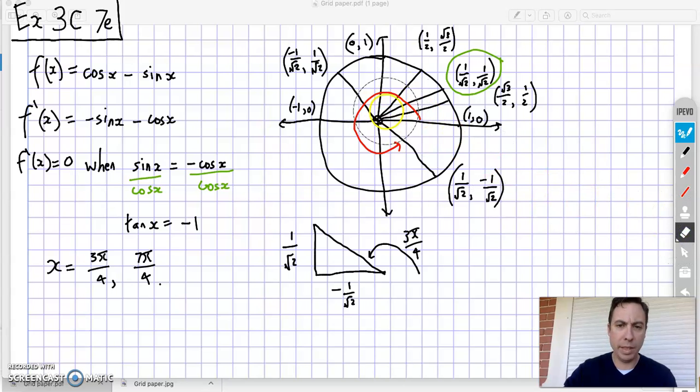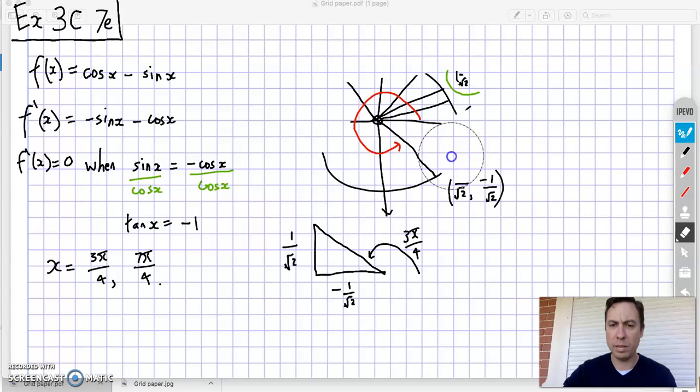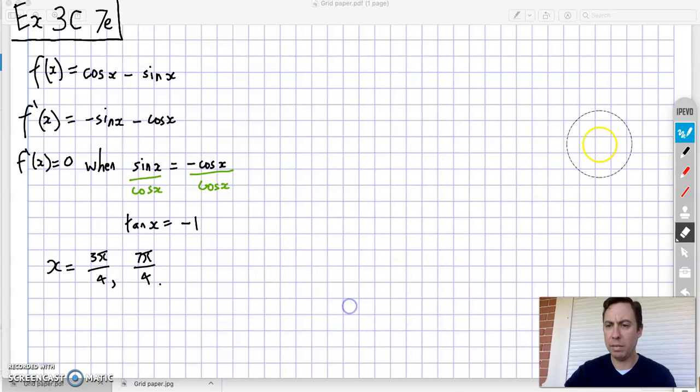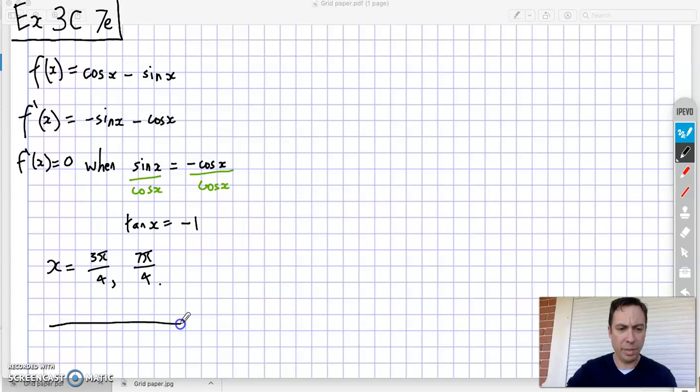We need to now do sign diagrams. I'm going to get rid of this for a minute so we can make a bit of space here and draw our sign diagrams in for the first derivative. So there we go. Now the interval that we're working in is between 0 and 2 pi.